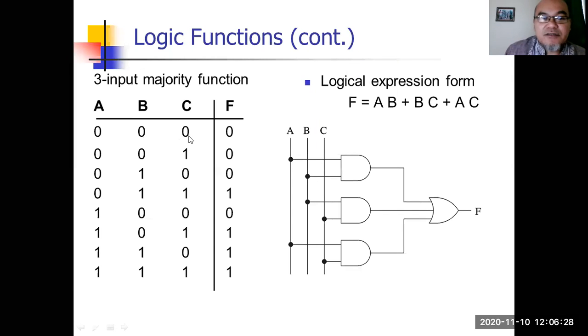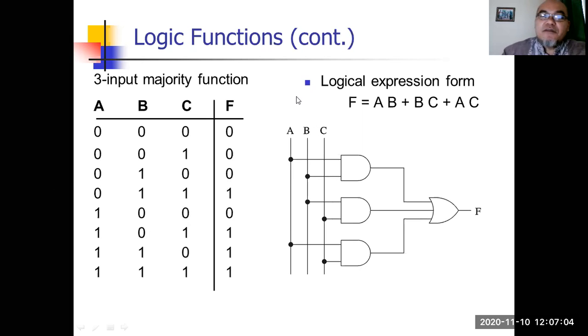So here, when it is 0, 0, 0, the majority is 0, then the value will be false. 0, 0, 1: the majority of the inputs are false, so the output will be false as well, or 0. 0, 1, 0, similarly, the output will be 0. And 1, 0, 0, also the majority of the inputs are false, so the output will also be 0. But when it is 0, 1, 1, or 1, 0, 1, or 1, 1, 0, or 1, 1, 1, then the majority of the inputs are 1, so the output will be 1.